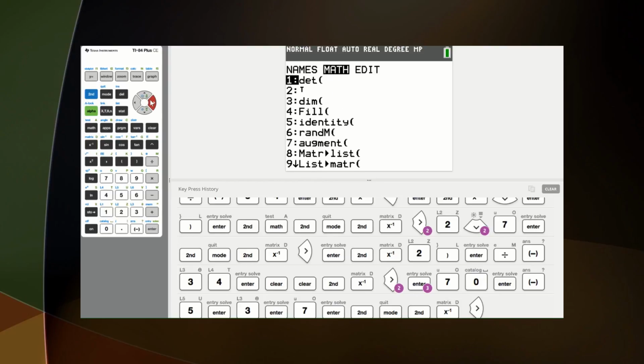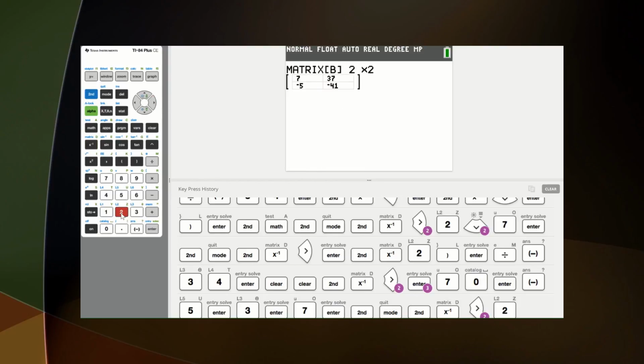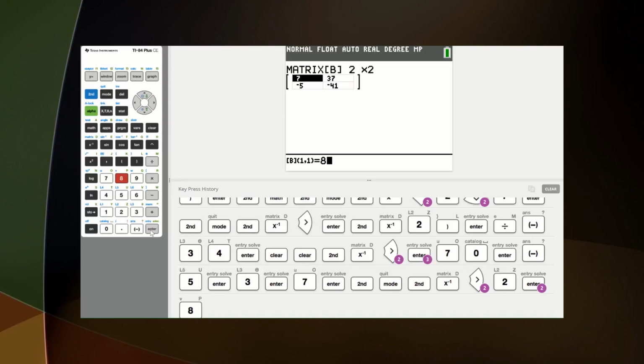Going to edit. This time I'm going to choose the B matrix, or option 2. And still a 2 by 2. And this time I've got 8, 70, and 9, 3. 8, 70, 9, 3. That looks good for my matrix B.